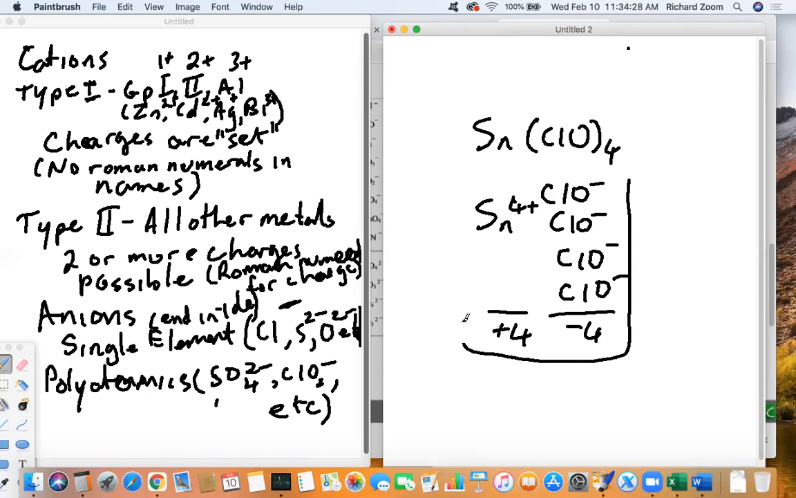So the process involves this kind of U shape that I'm showing you here, Ezra. You have to figure out the charges on the negative side, make it balance out on the positive side. That's how you know. So the name then would be tin 4, hypochlorite.